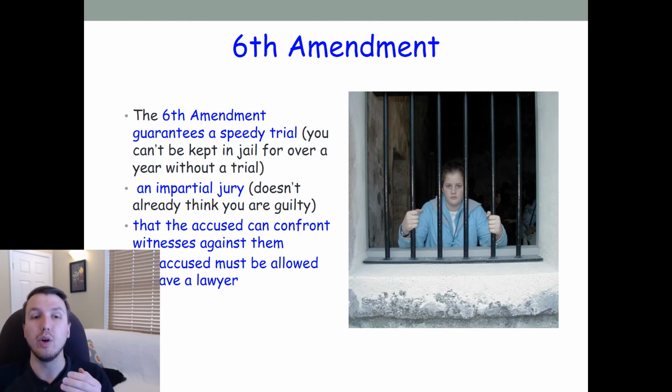And then you also have the right to confront witnesses, as in you can ask witnesses what they saw. And then you have the right to a lawyer as well. Again, you've probably heard that in the Miranda rights as well. You have a right to a lawyer if you can't afford one. The government will actually give you one to defend you. So it's fair. We all have our lawyers and we all have our time in court. That's something that's guaranteed under the Fifth and Sixth Amendment.